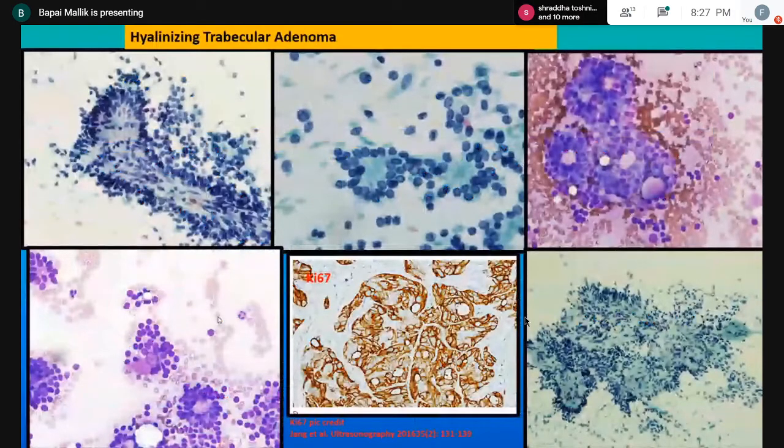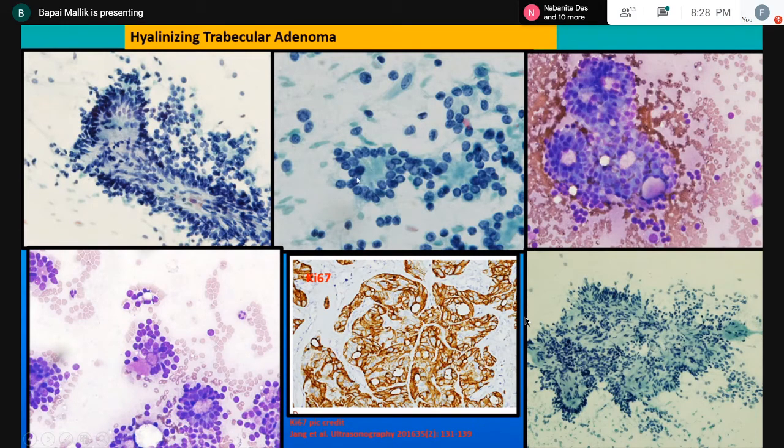So this is one of our cases. In fact, there are two cases mixed in one in this particular slide. So this is what you see. You see this core, and this is the core. You see these empty spaces, some amount of hyaline material here. And the cells are just jutting out of it. If you're not very careful, you might think that you are dealing with possibly a columnar cell variant of papillary thyroid carcinoma, because there is some amount of stratification over here. Looks very much like that.